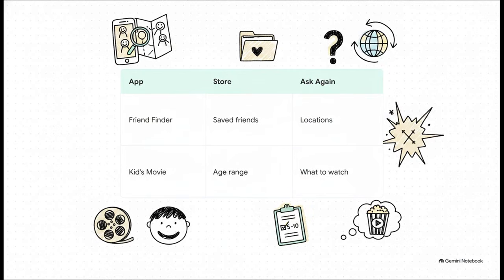Think about a Friend Finder app. You absolutely want to store a user's saved friends list, but you have to ask again for their current physical locations. I mean, imagine permanently storing a friend's location from yesterday. That wouldn't help anyone. Same goes for a kid's movie app. Store their general age range, for sure, but definitely ask what they actually want to watch right in this exact moment.